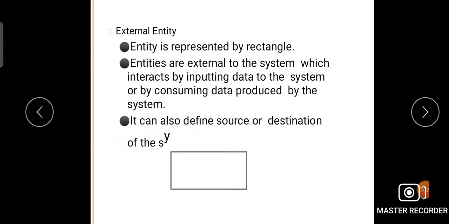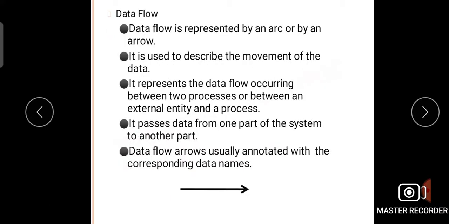Next, external entity. An external entity is represented by a rectangle. Entities are external to the system and interact with it by inputting data to the system or by consuming data produced by the system. It can also define the source and destination of the system. Whenever any external entity represents our system, we use a rectangle symbol.